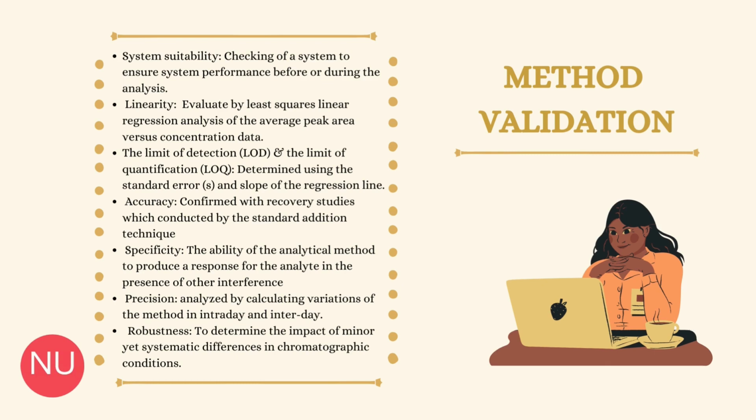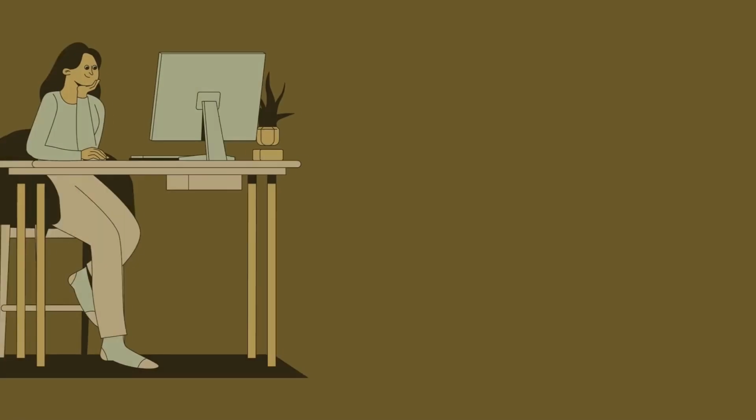And fourth, accuracy that can be confirmed with the recovery studies, which are conducted by the standard addition technique. Fifth, specificity is the ability of the analytical method to produce a response for the analyte in the presence of other interference. Next, precision can be analyzed by calculating variations of the method in intraday and interday. Intraday is within a day, and interday is calculating the variations over a few days, which is 3 days. Lastly, robustness, which is to determine the impact of minor yet systematic differences in chromatographic conditions.